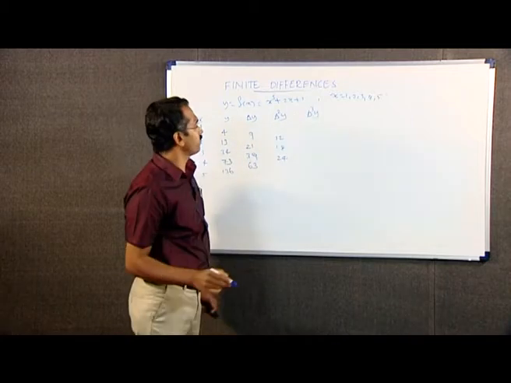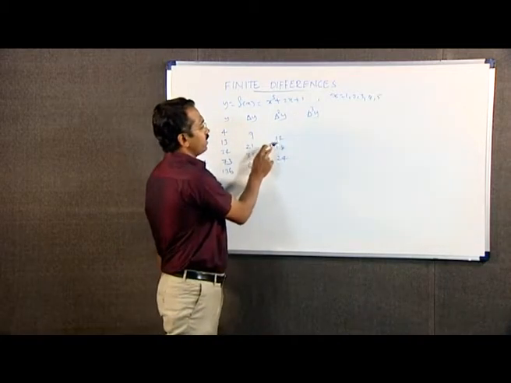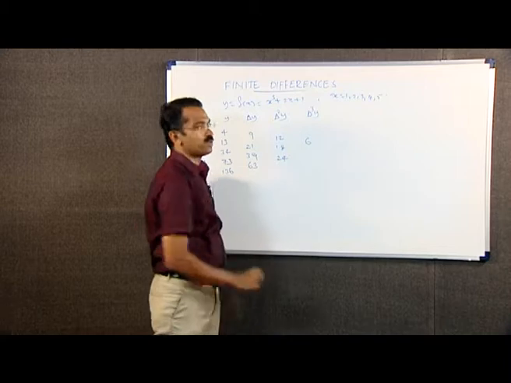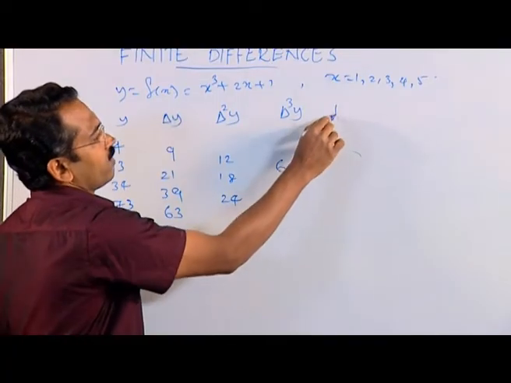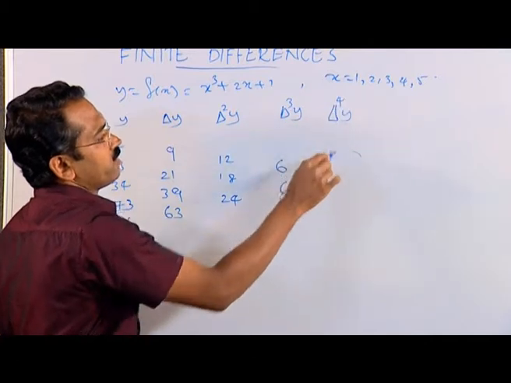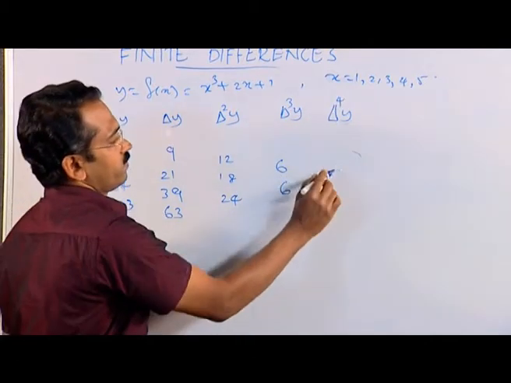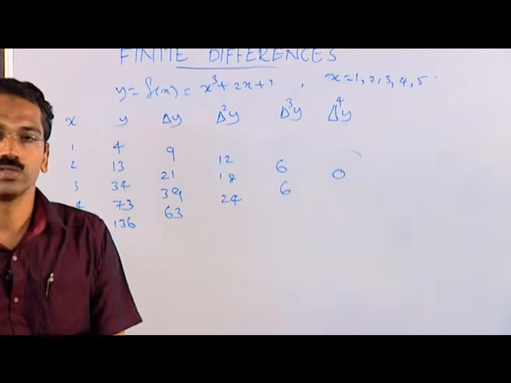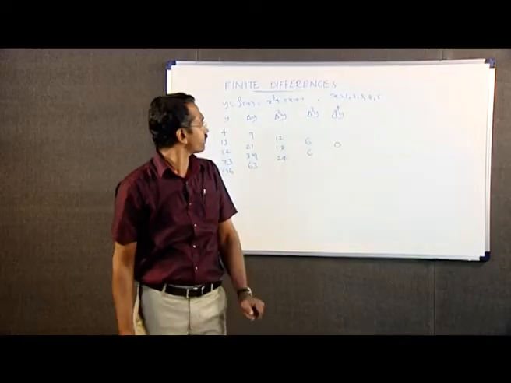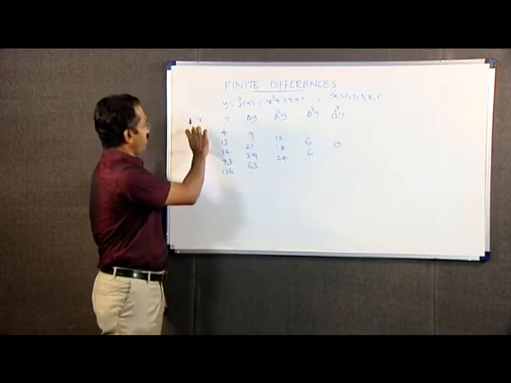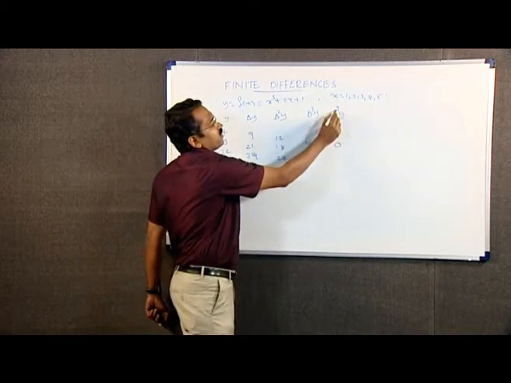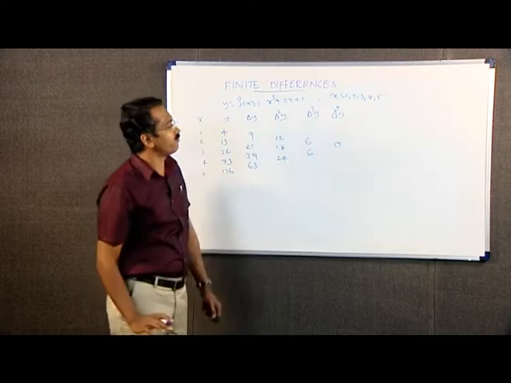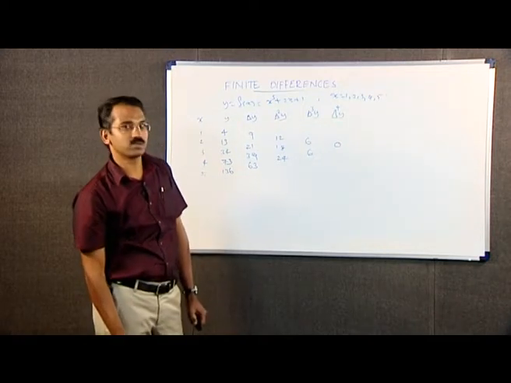Third differences are 18 minus 12 is 6, 24 minus 18, that is also 6. The fourth difference, delta 4y is 0. This is the corresponding difference table. If 5 values are given, then there are 4 differences, forward differences.